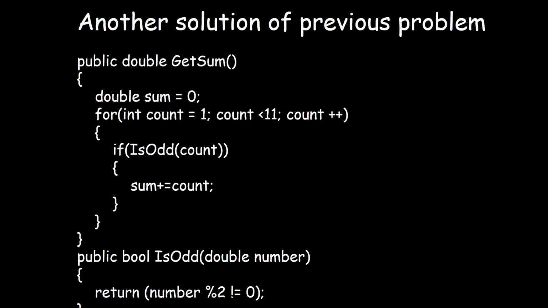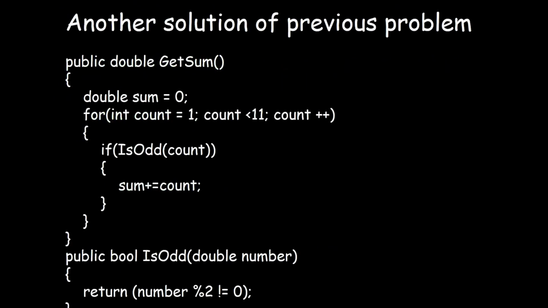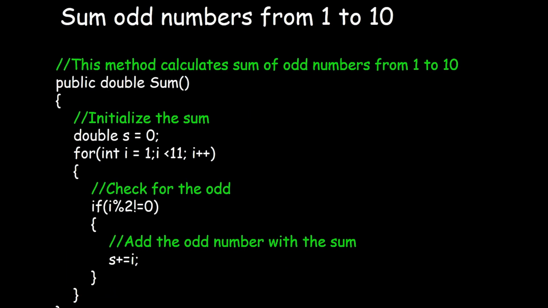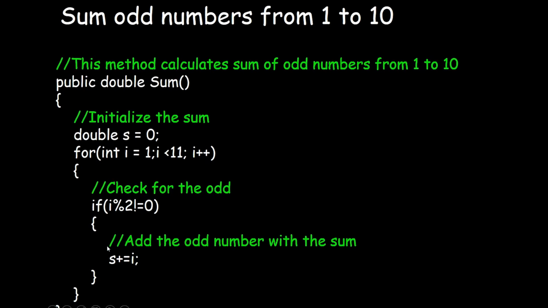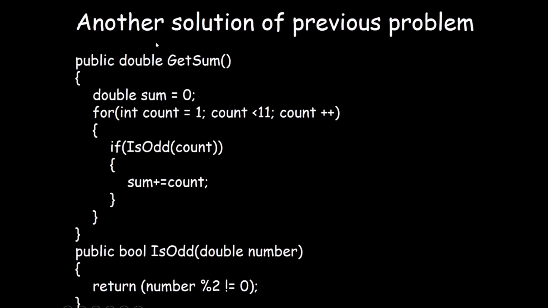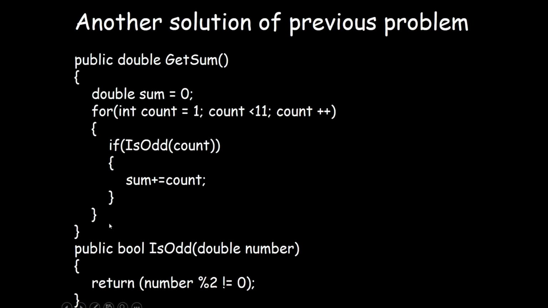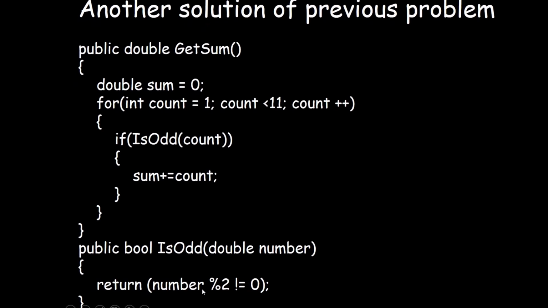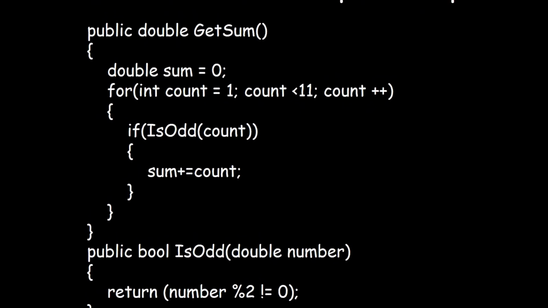But if we write this type of method, then we don't have to write these types of comments. With double s, i, s plus equals i, we have to write the comments because it is very hard to understand what's happening here. But if we write these types of methods, then we don't need to write the comments, because sum is self-explanatory, count is also self-explanatory, and we are checking isOdd. So isOdd is another method which returns whether it is odd or even. So unnecessary commenting is prohibited.